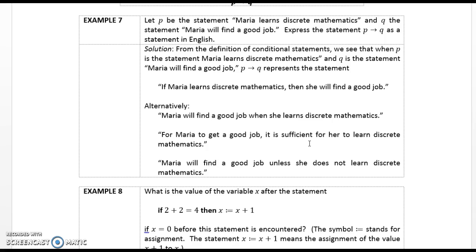job. Alternatively, we can say, Maria will find a good job when she learns discrete mathematics. Or, for Maria to get a good job, it is necessary for her to learn discrete mathematics. Or, Maria will find a good job unless she does not learn discrete mathematics.